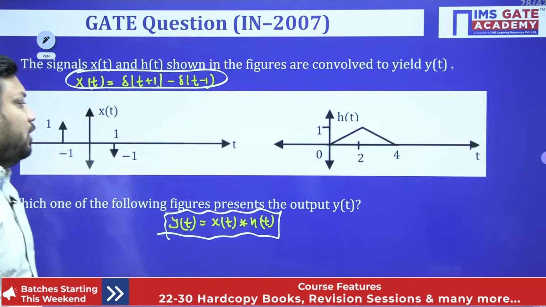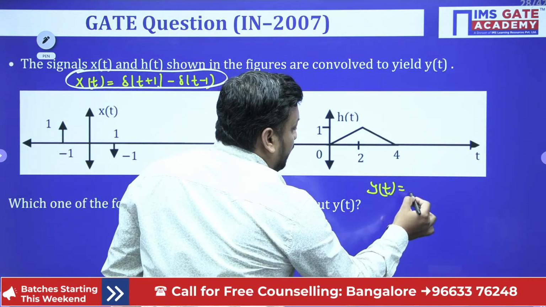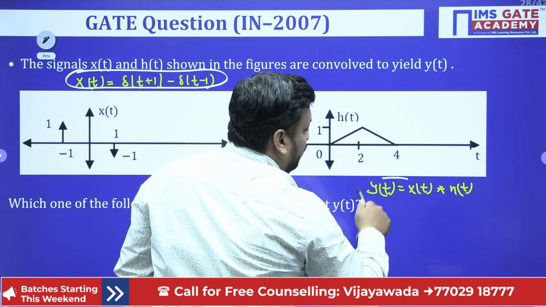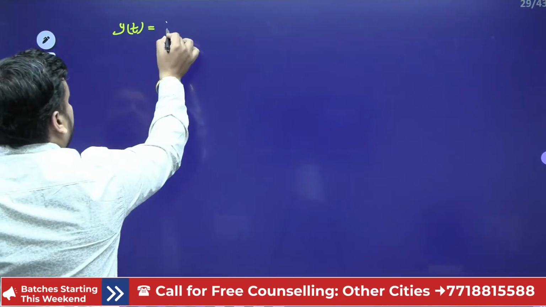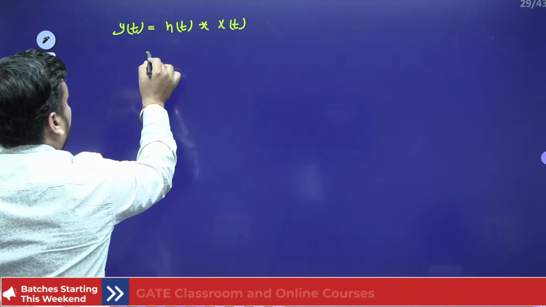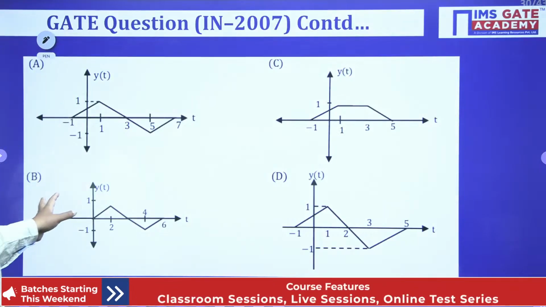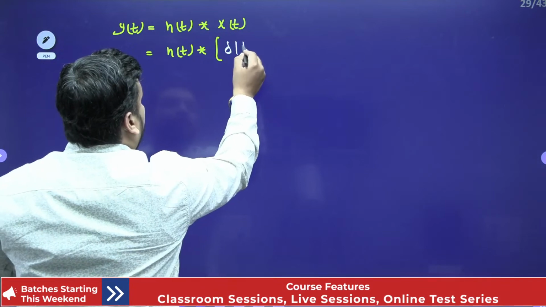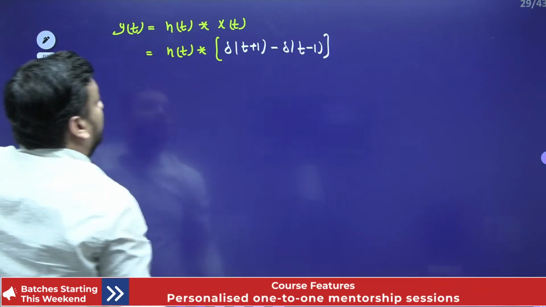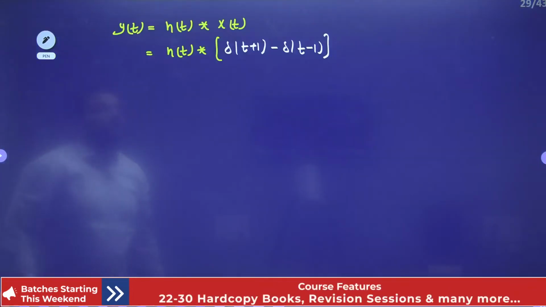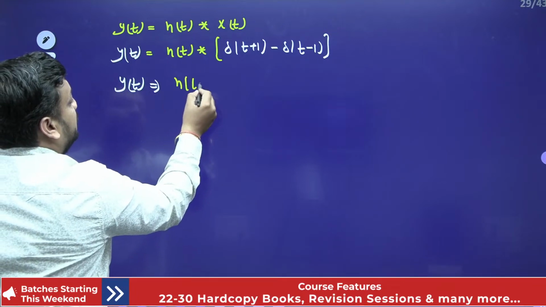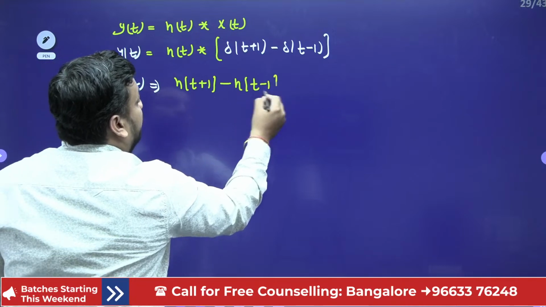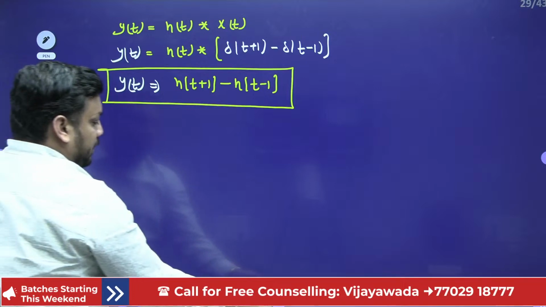And this is my h(t). If you are looking for the output y(t), you just need to convolve x(t) and h(t). So y(t) equals h(t) as it is, convolved with x(t), which is delta of t plus 1 minus delta of t minus 1. Ultimately, when you convolve, you get y(t) as h(t) convolved with delta t plus 1, which is h(t plus 1), and minus h(t minus 1). So this is nothing but my y(t): h(t plus 1) minus h(t minus 1).